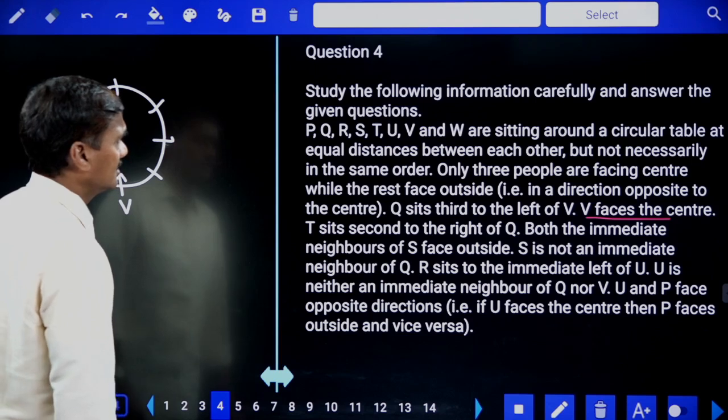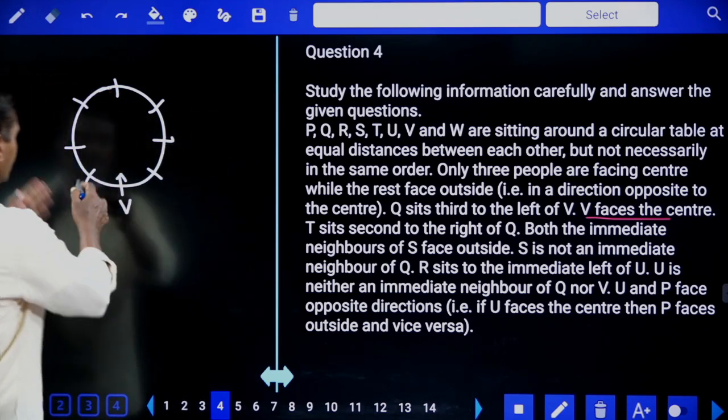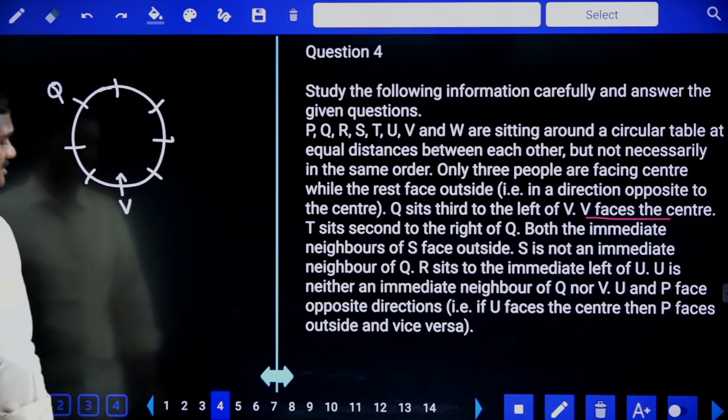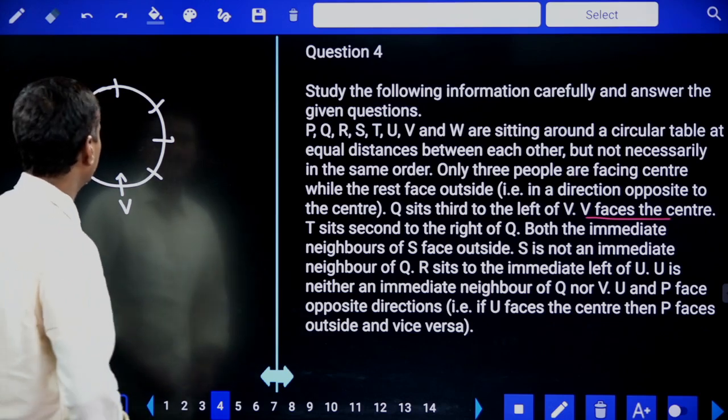And next one, V faces the center, Q sits out to the left of V. Out to the left, Q must be at this place. Q sits out to the left of V who faces the center, T sits second to the right of Q.